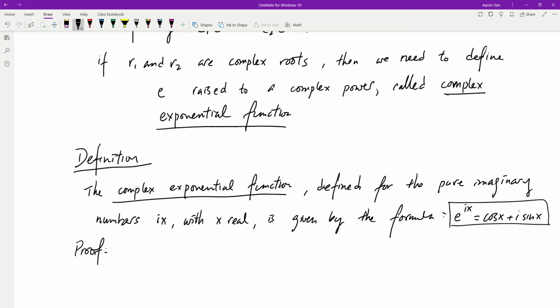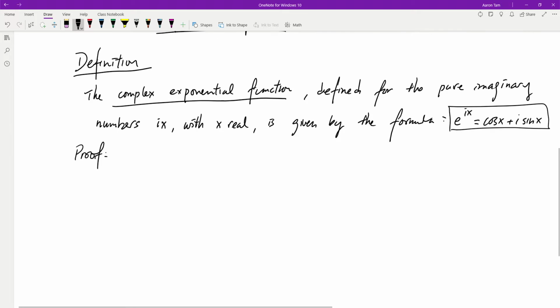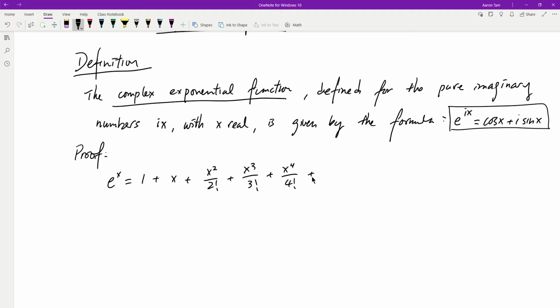The proof basically comes from the definition, the Maclaurin series, for e to the x. You probably remember that from BC calculus. e to the x has a power series given by 1 plus x plus x squared over 2 factorial plus x to the third over 3 factorial plus x to the fourth over 4 factorial plus x to the fifth over 5 factorial, and so on and so forth. So that's what the infinite power series for e to the x looks like.